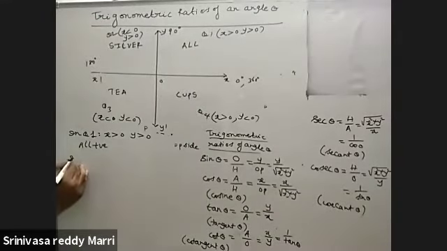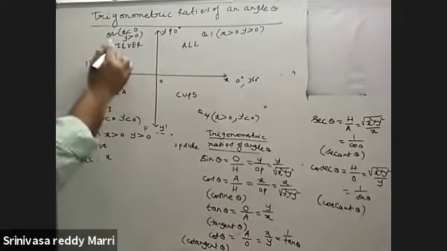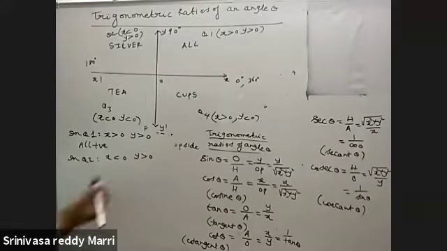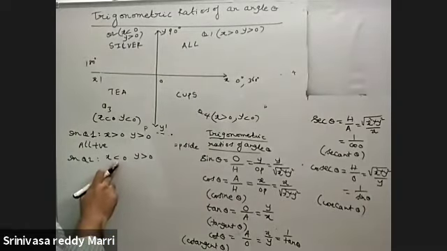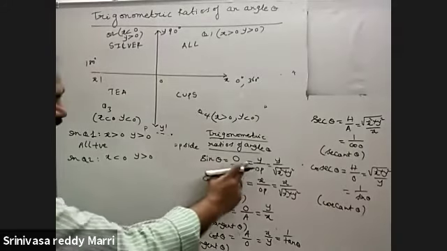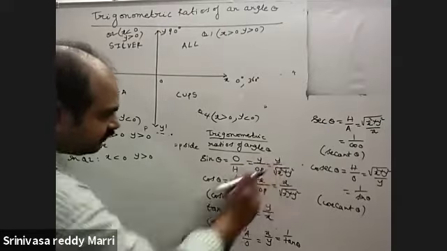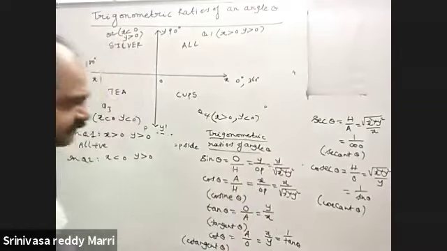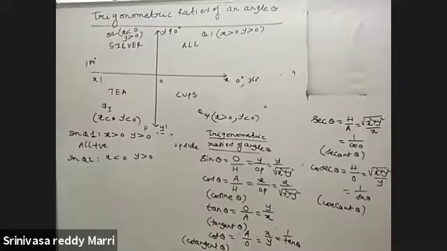In quadrant 2, what is that? X less than 0, y greater than 0. Now look at sin theta, which is only y. Below root we will always consider positive. Sin theta is positive by positive, which means sin theta positive.